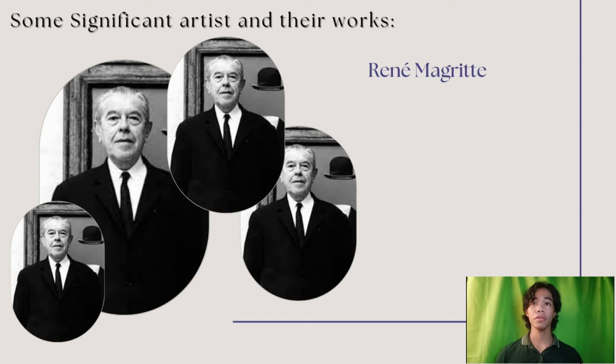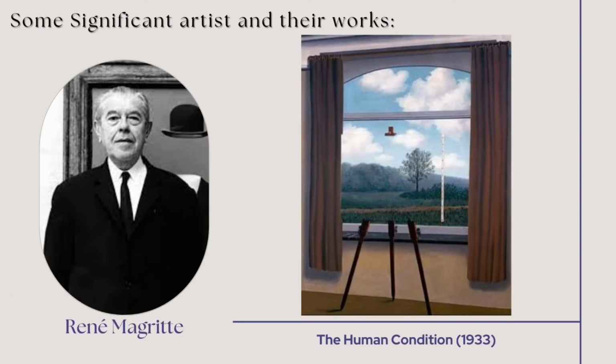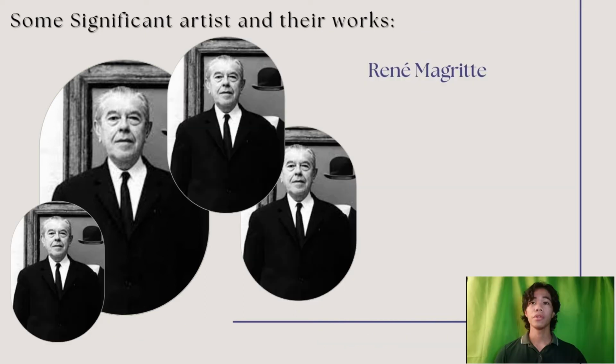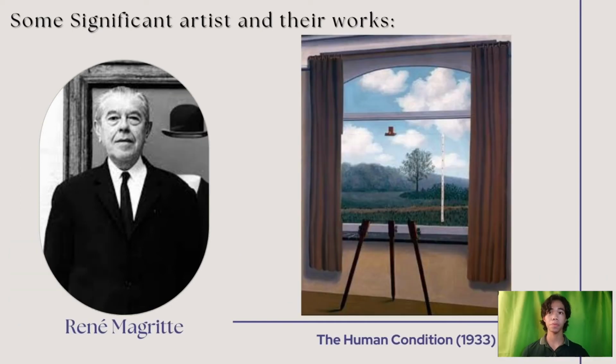The next artist is René Magritte. One of his famous artworks is The Human Condition. René's works are awe-inspiring, classic, and they tend to be intellectual, frequently dealing with visual jokes and the connection between the portrayal of something and the actual thing itself.